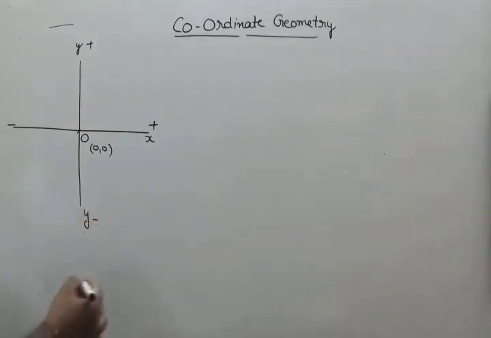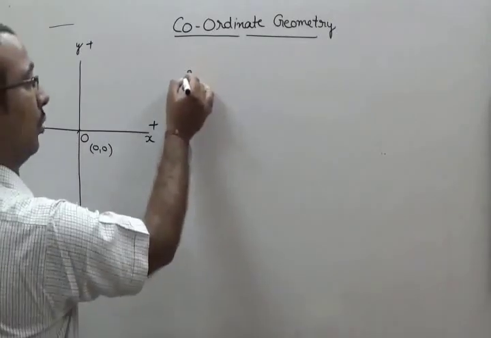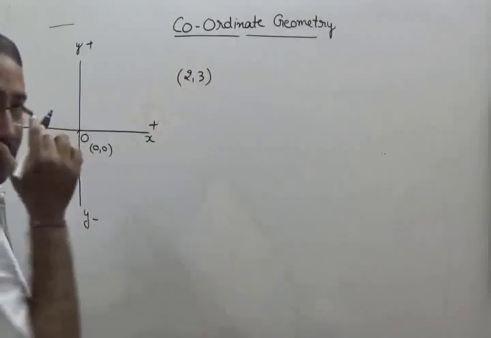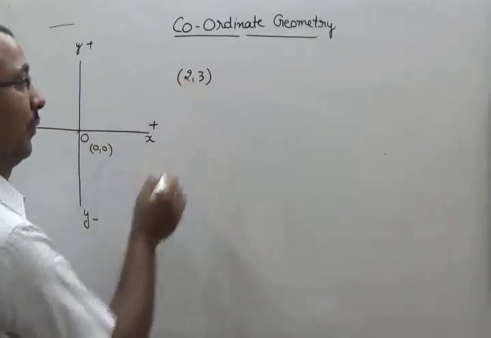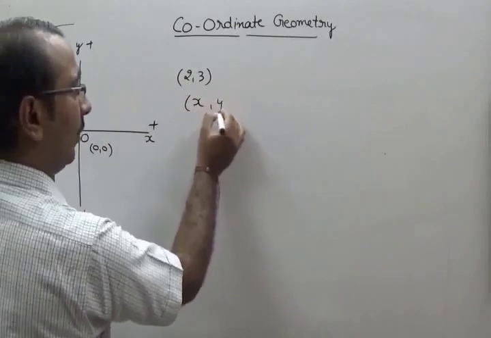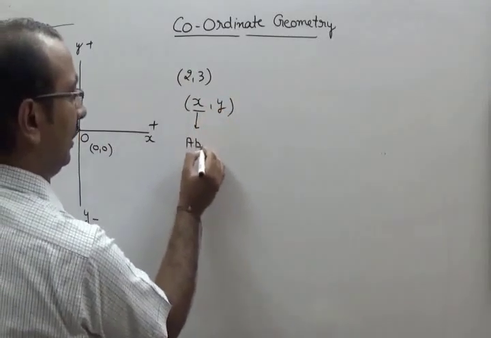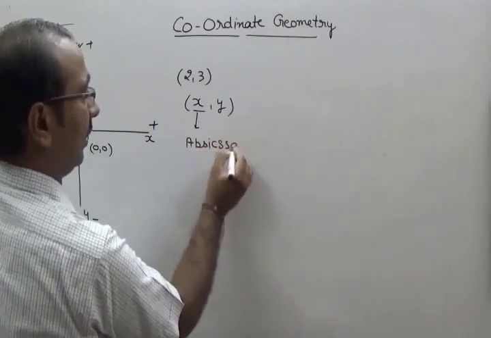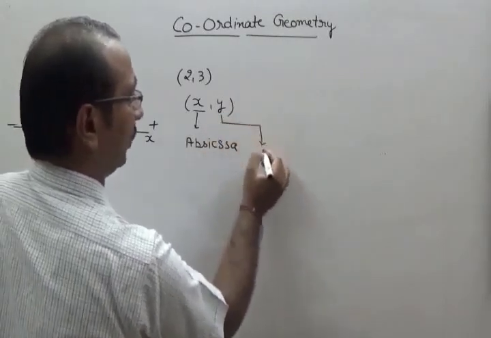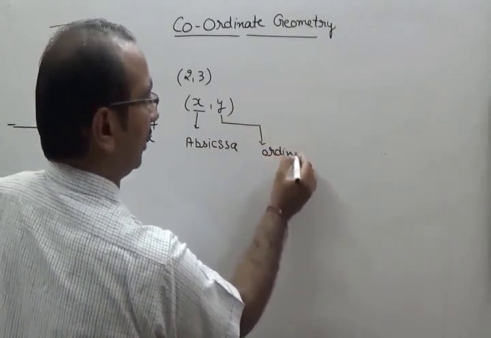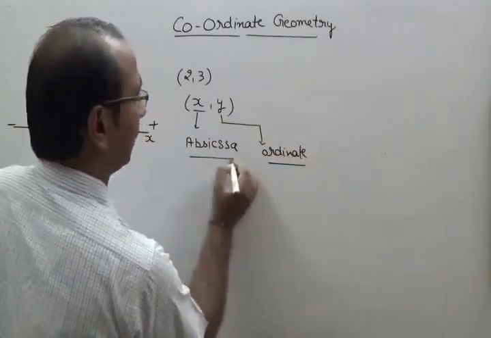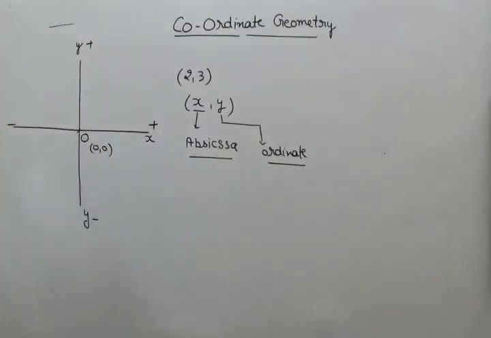Right? Now we have to show the points in that coordinate axis. Suppose you have to show the point 2, 3. Every point that is given in this format, that is denoted by x, y, where this part is basically known as abscissa, and this part of y that is known as ordinate. So we know that one term that we have used, that is abscissa, and the second term that we have used, that is ordinate.